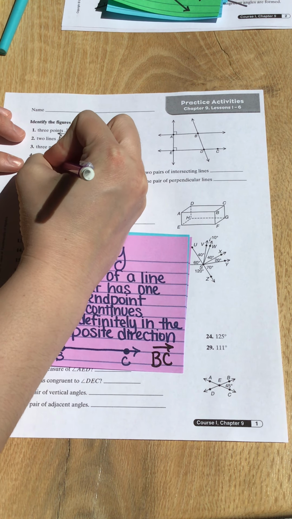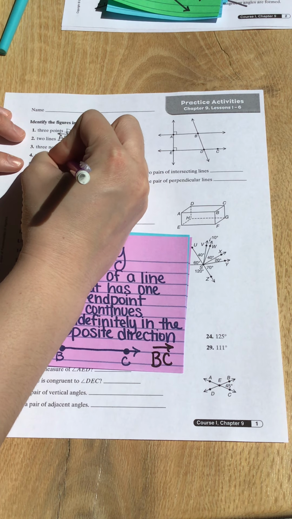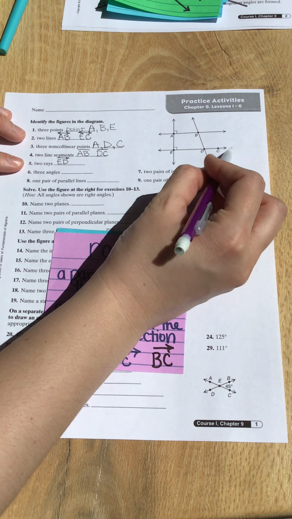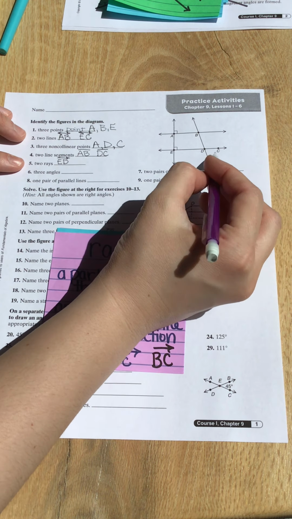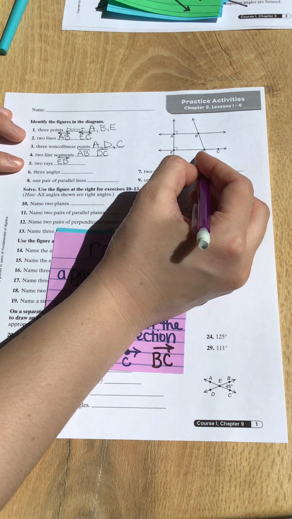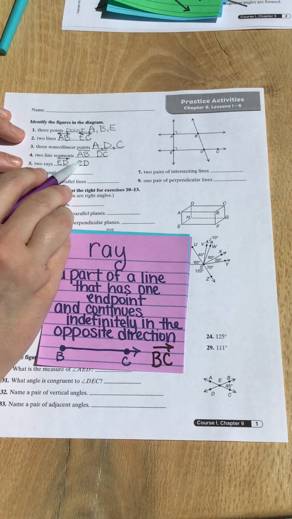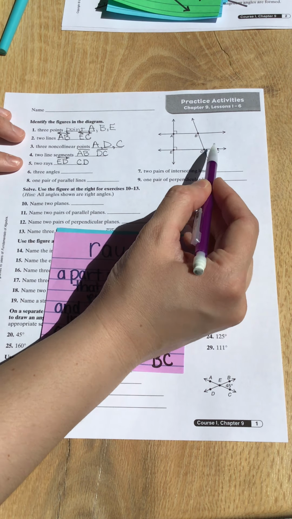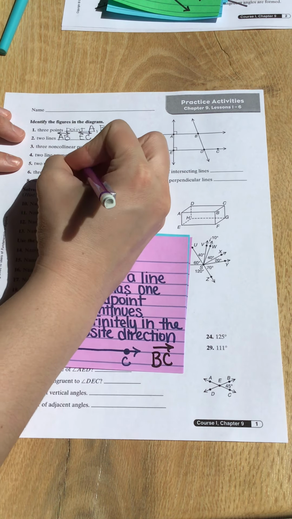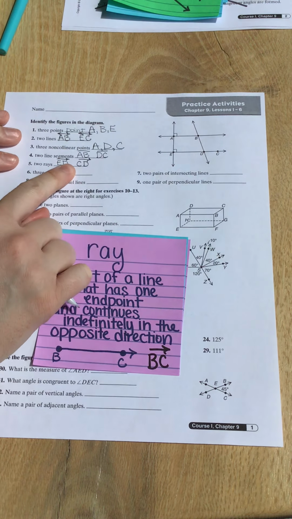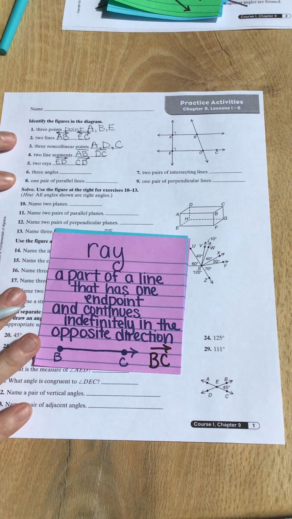All right, 2 rays. So I'm going to go with ED, starting with the point of E and going this way. Now I'm going to go the other way. I'm going to go CD. So CD, and it all depends on the way you order your letters. My ray is going this way, but I still write it from left to right.